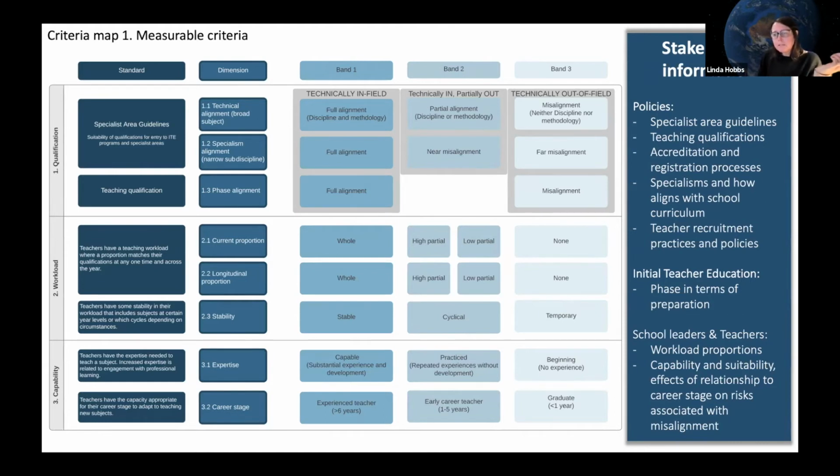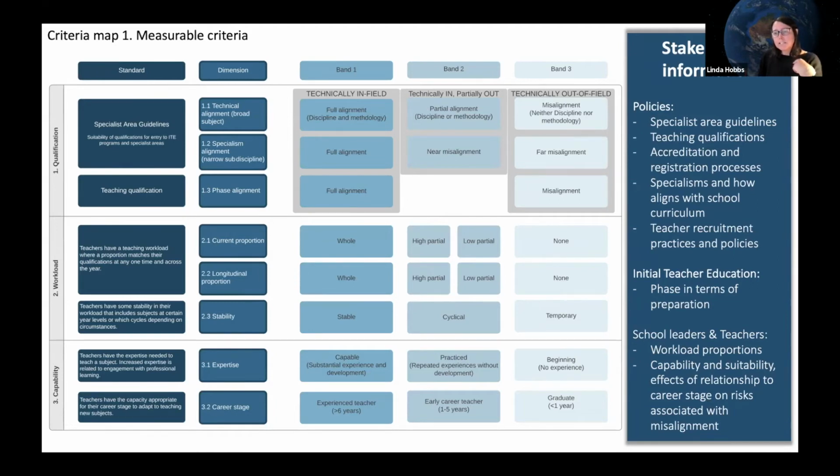Teacher recruitment policies, which also often relate to school autonomy, determine the conditions under which teachers are recruited. And some teachers are actually recruited to teach mostly out of field. I've got an example of that. And often these are new teachers.